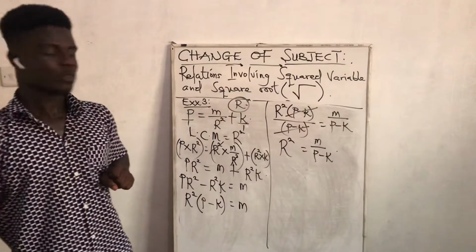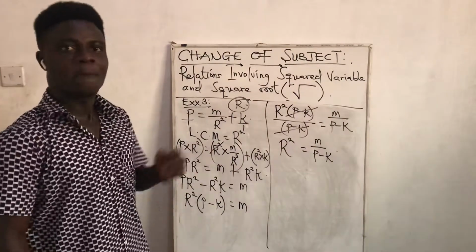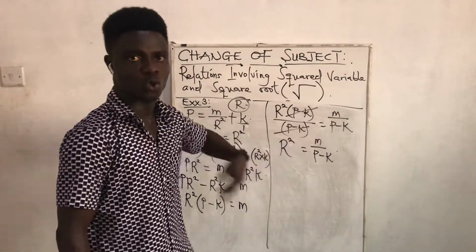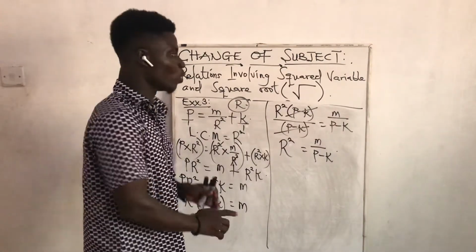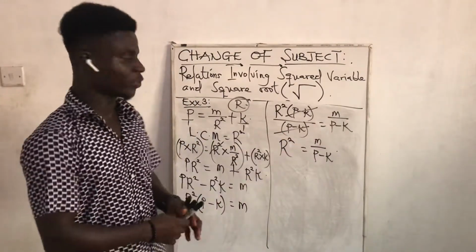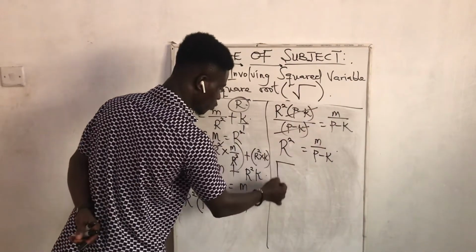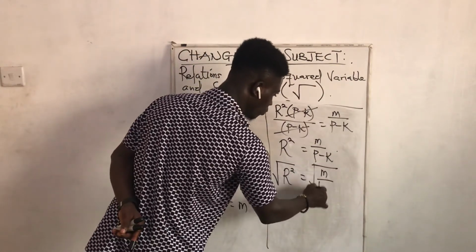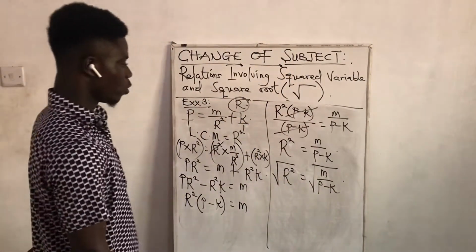Now, you want to make R the subject. You've gotten R squared, but the question says make R the subject. So now, you have square here, right? Not square root. You have square. So you have to introduce square root. When you have square root, you introduce square, but when you have square, you introduce square root. Alright, so I'll take the square root of both sides of the equation. So square root of R squared equals square root of M all on P minus K.